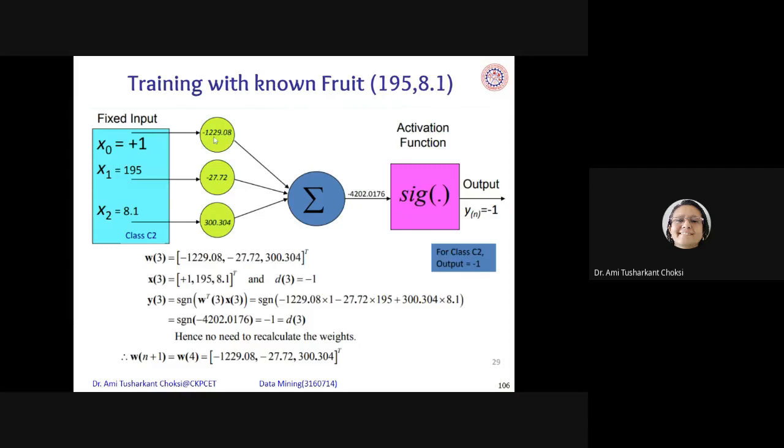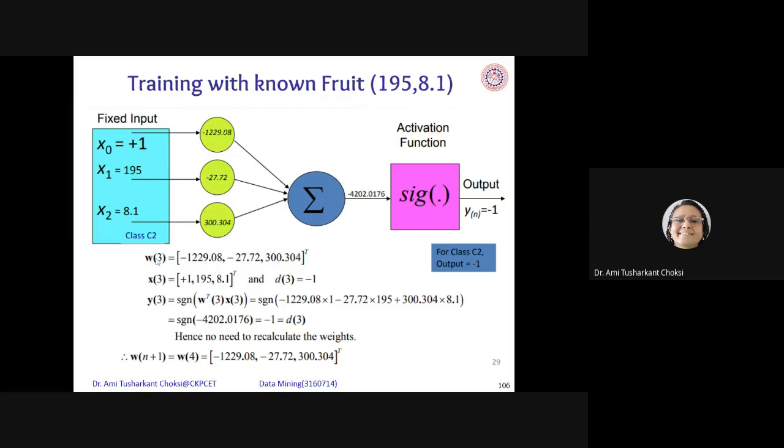So negative 1229.08, negative 27.72 plus 300.304. The summation is applied, and whatever the output is, it is given to the activation function and we get the actual output. Okay, so now we need to calculate that.